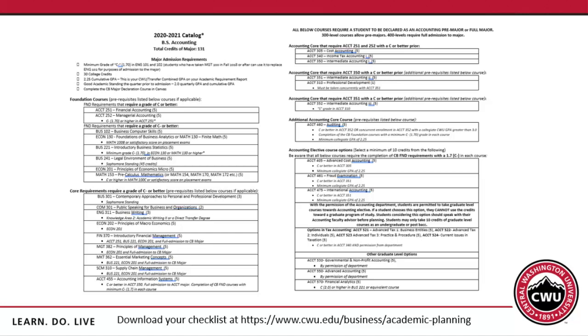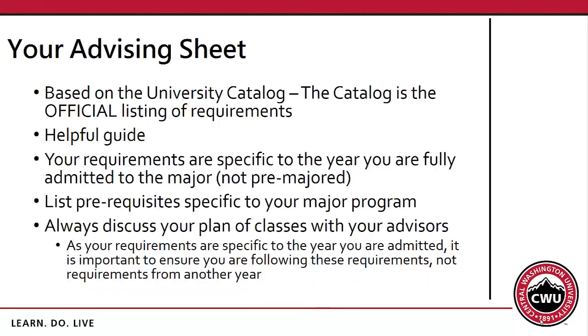These can be found on our College of Business website at cwu.edu/business/academic-planning. Be aware that this video will cover the 2020-2021 catalog. Depending on when you declare, your requirements may differ from this specific catalog's requirements. This advising sheet is based on the requirements listed in the university catalog. The online CWU catalog is the official listing of all program requirements and graduation requirements.